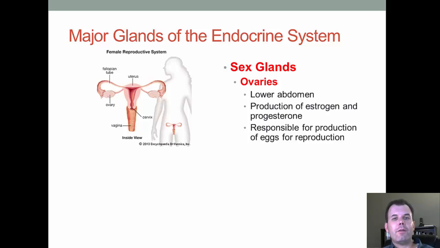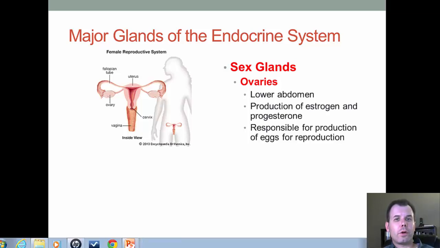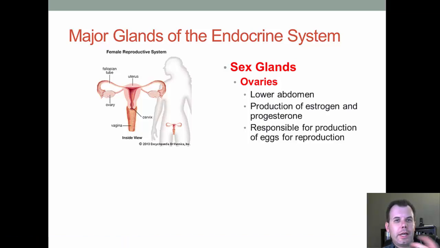And again, these have a very important role in when you ovulate and when you have your menstrual period and things like this. And so we'll talk more about this. It's also responsible for the ovulation, and again stimulates a lot of things that happen during puberty. So the growth of breasts, the higher voice and things like this, the estrogen that gets produced, these are all due to the sex glands.